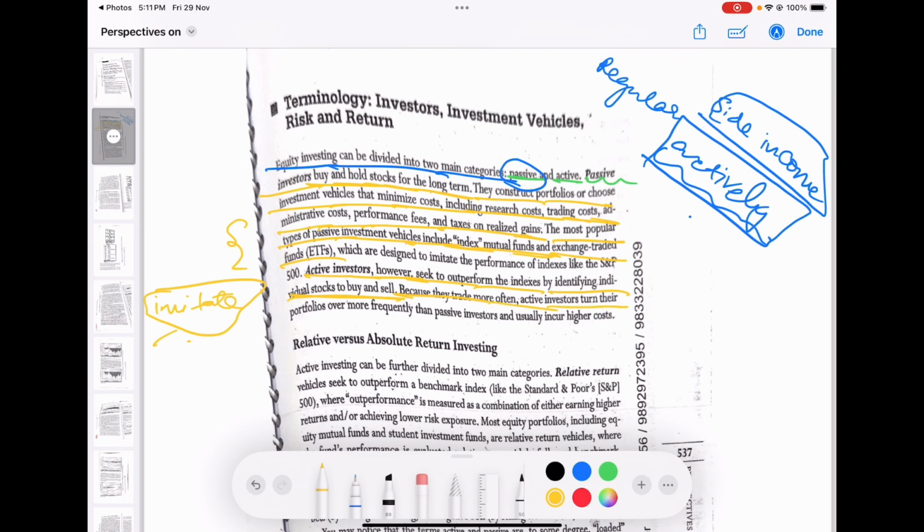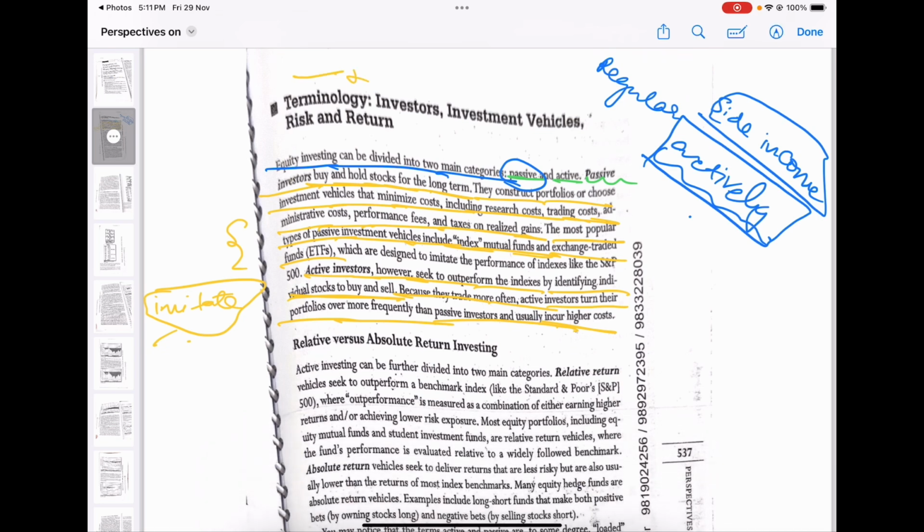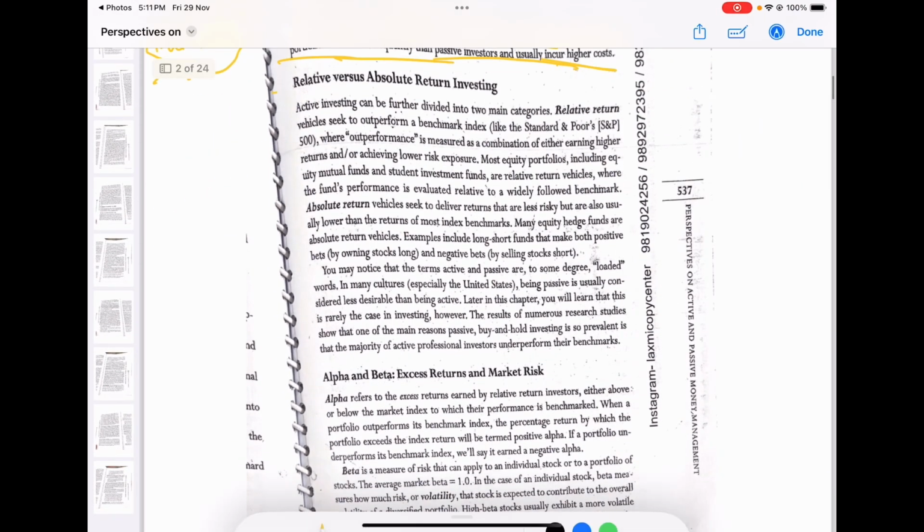Because they trade more often, active investors turn their portfolios over more times. Obviously, when you are turning your portfolio over very frequently, buying and selling more often, you also have to pay more commissions and more brokerage. Those kinds of costs are higher when you are indulging in active investing, but at the same time both of them have their own advantages and their own disadvantages. Now let's talk about this.